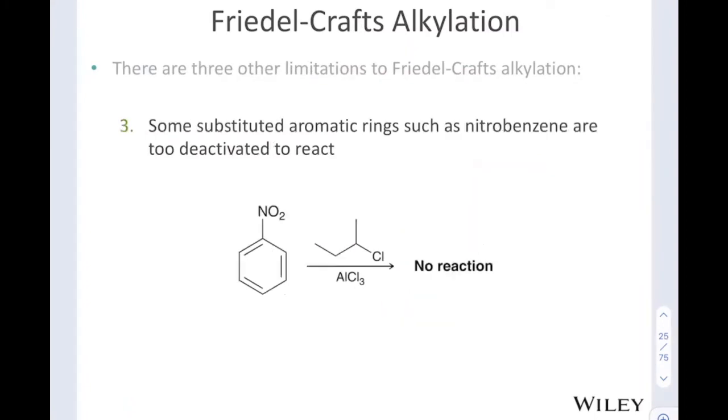And the third limitation is that this reaction is actually very sensitive. And so we will learn later in the chapter that some aromatic rings are deactivated. In other words, they have groups on them already that make it so that the double bonds on the benzene ring are less nucleophilic. And nitro is very well known for deactivating benzene rings. So if we have a nitrobenzene, we cannot have alkylation because that reaction is too sensitive, and this nitro group makes this benzene ring too deactivated to react.